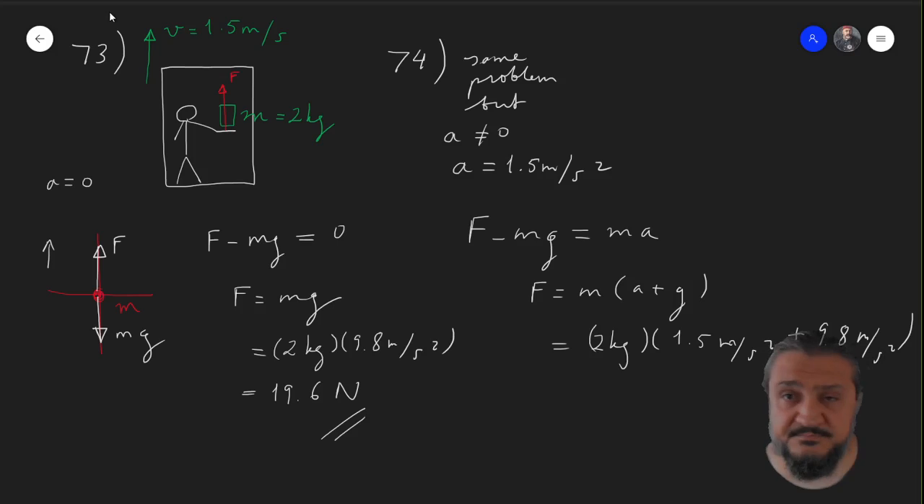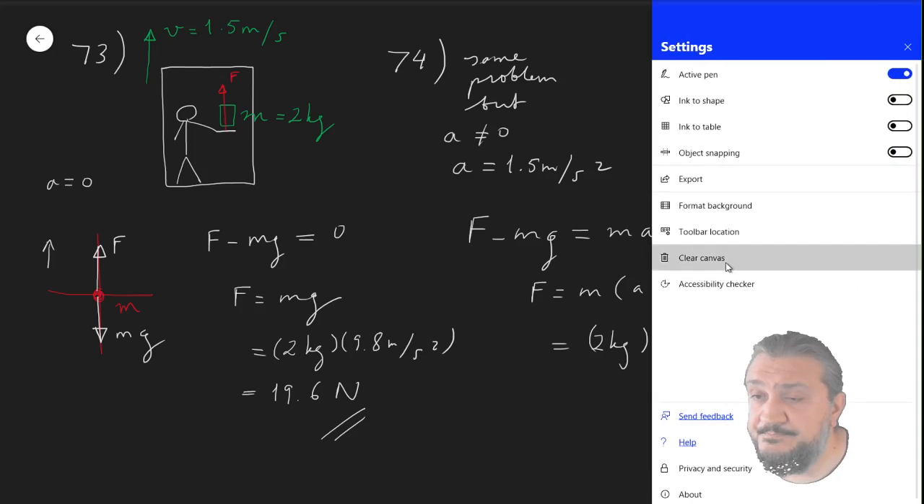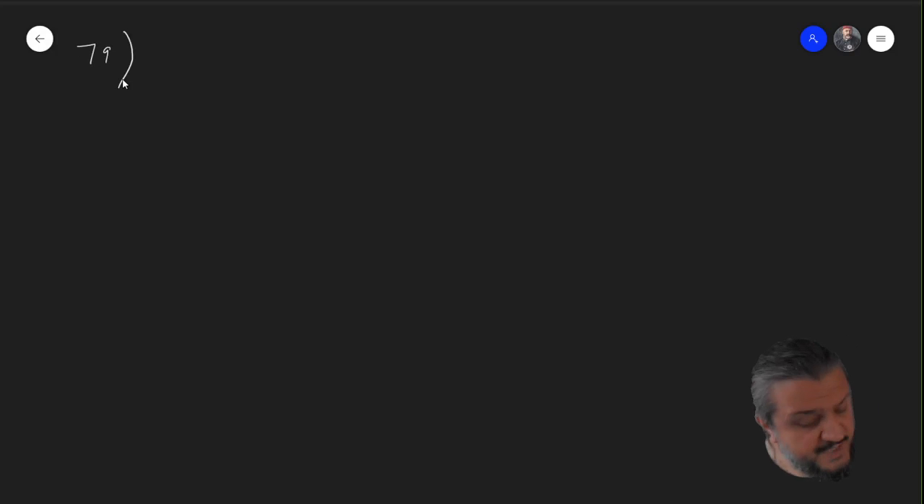Okay, so now let's do some relative velocity problems, and I'll be done after that problem, or 2 problems, I don't know how many. Let's do 79. It says a car is driving directly north on the freeway at a speed of 110 kilometers per hour.